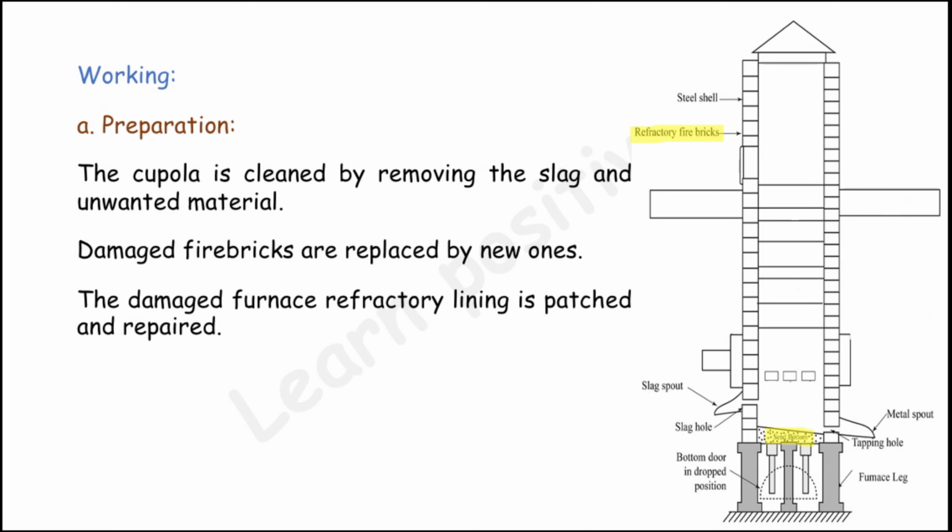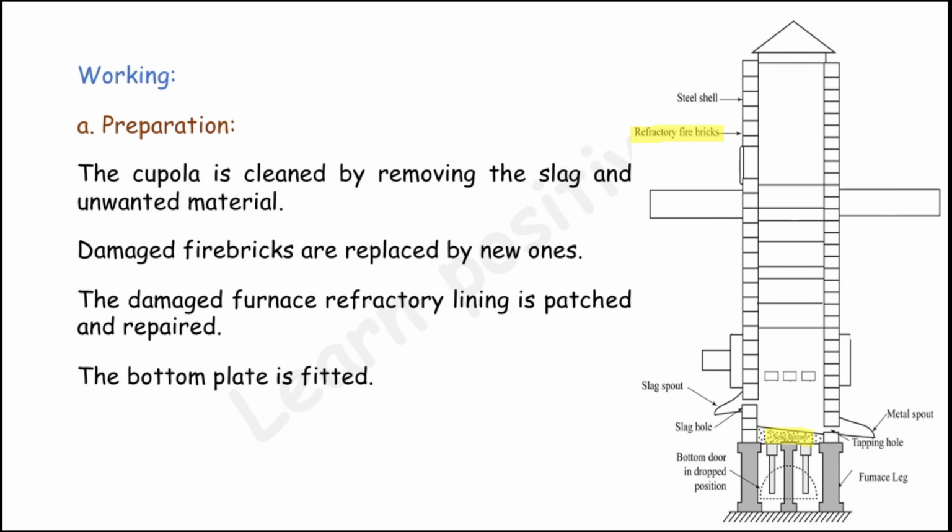And the next one is the damaged furnace refractory lining is patched and repaired. Without repairing, they won't use the furnace, because the furnace will get up to 1800 degrees Celsius. So we have to manage without any damage to the furnace.